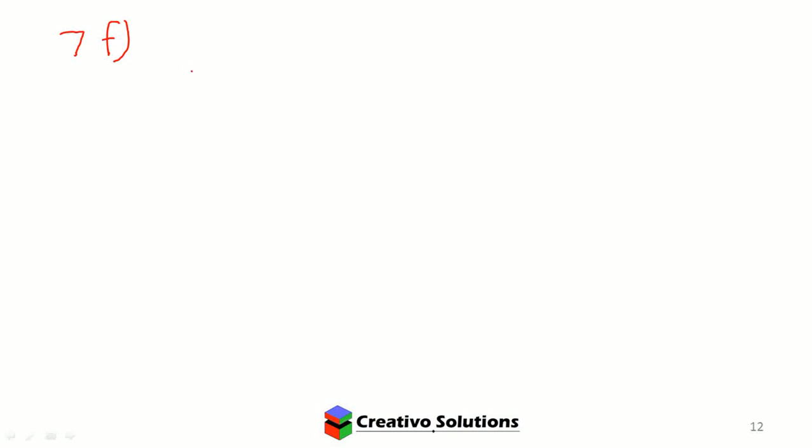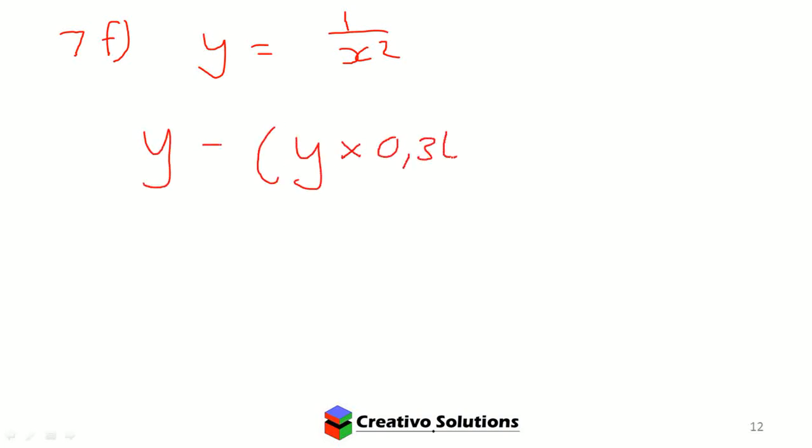Question 7F says, describe exactly what happens to x when y is decreased by 36%. So now y is going to be decreasing. We write down the equation. They said y is decreasing by how much? 36%. So we're going to have y minus bracket y times 36% equals 1 over x squared.